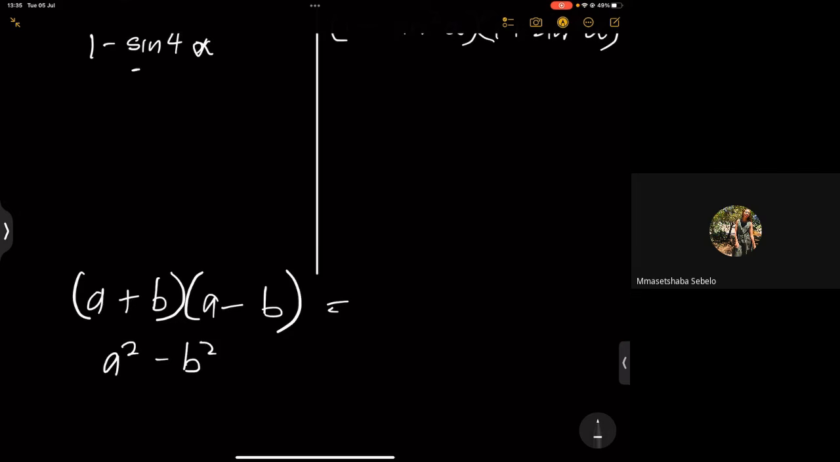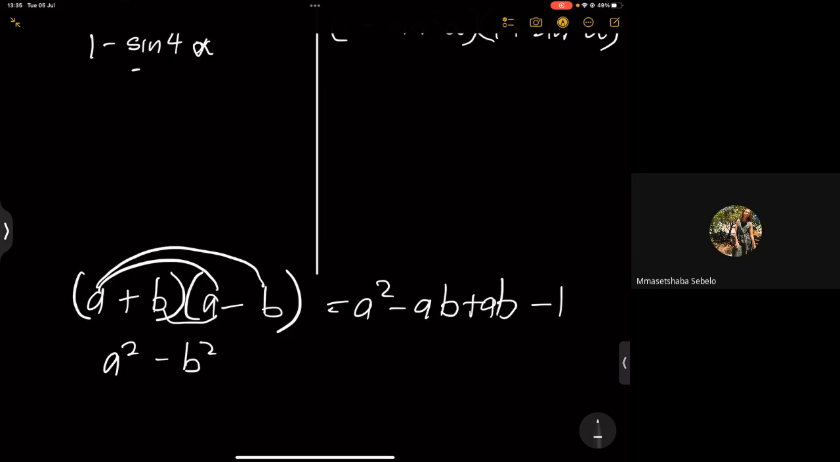Because remember, if I take a times a, that will be a squared. But if I take a times b, that will be minus ab. If I take a times b, that will be plus ab. And b times b, positive times a negative, will be a negative. So I'll end up with minus b squared. So these two cancel out because they're exactly the same, and you end up with a squared minus b squared.